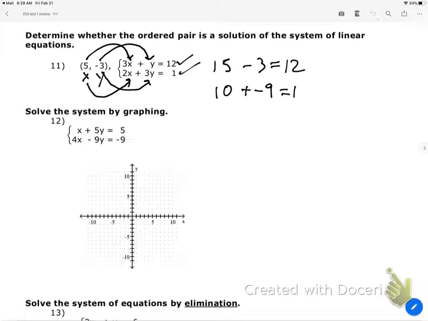Okay, solve the system by graphing. Now, much like a previous one we did where we just had to find the x and y intercepts, I'm going to set the x equal to 0 to find y. And then I'll set the y equal to 0 to find x for this first one. Okay, so again, when x is 0, when that's not there, can you see 5y equals 5? So if you divide both sides by 5, y equals 1. Okay.